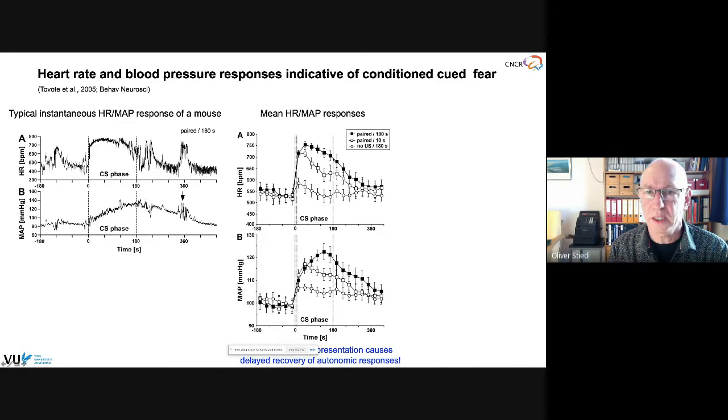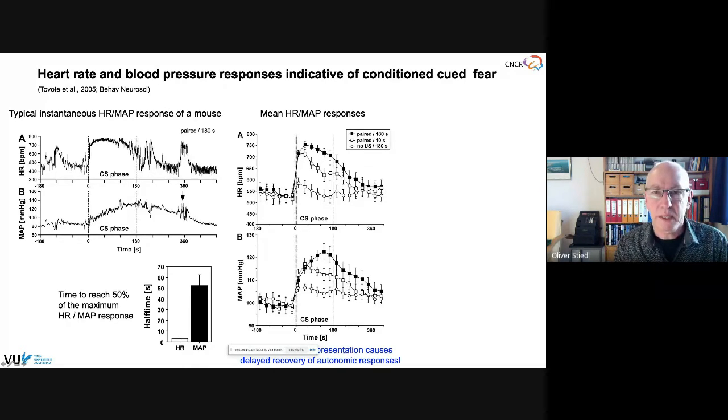Look how long it takes, in the paired mode, even after the offset, until the animal is back to baseline. So this tells you, and you know this, if you're under severe stress and, let's say, in a dangerous situation, your heart is pounding. Yeah? So now we can do curve fitting and see that the half time to reach the maximum is about 3 seconds in heart rate, and in the blood pressure, it's more than 50 seconds. So this is a very fast autonomic response.